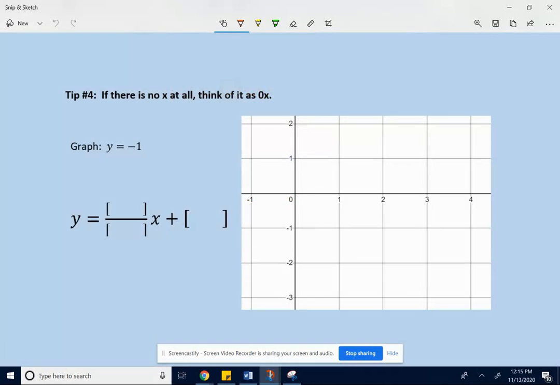The trick is there is no x. So think about this. If there is no x there, how many x's are there? Like what number of x's? Okay, there'd be 0 x's sitting there. So if you do not have an x at all, think of it as having 0 x's. So just think of it as 0x minus 1.